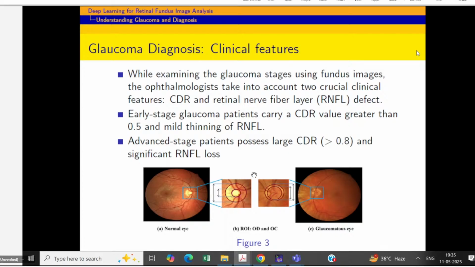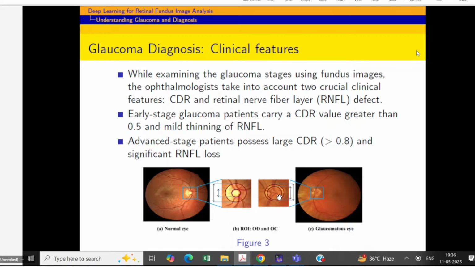There are a couple of early methods. If you go through the literature, you will find that initially they used to segment the optic cup and disc region, and then manually try to find out the CDR values. Based on the CDR value, they can decide whether a person belongs to early stage glaucoma or advanced stage glaucoma. Now you can see, if you take just the ratio over here and here, the ratio in this case will definitely be higher, and this is how you can identify it.